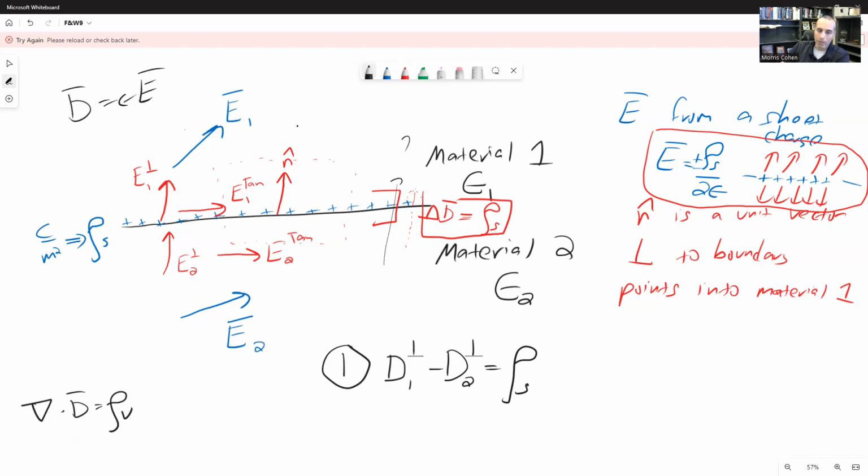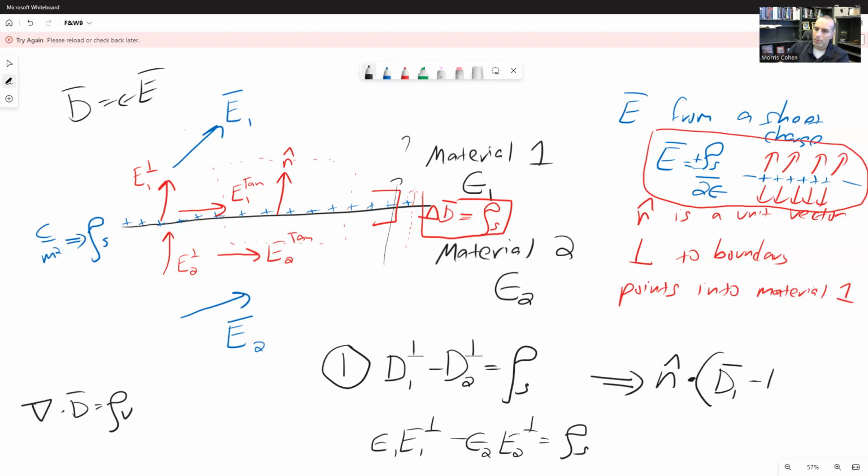So we can also write this as epsilon 1 E1 perpendicular minus epsilon 2 E2 perpendicular equals rho S. But there is another way to state this, which is a little more convenient: if we take the normal vector n and take the dot product with D1 minus D2, it will equal rho S.